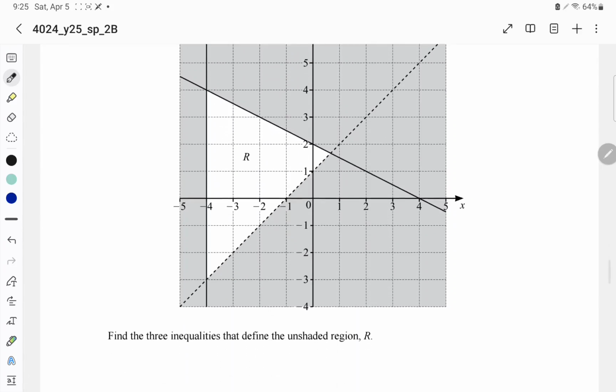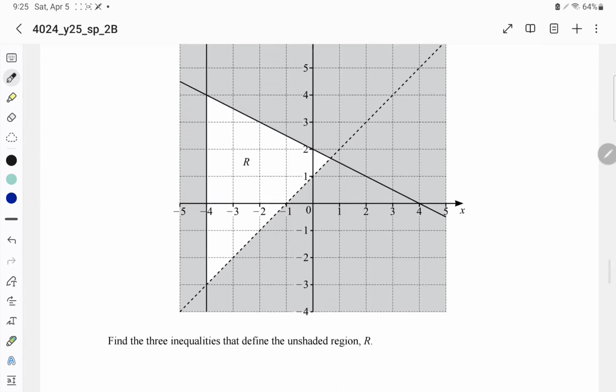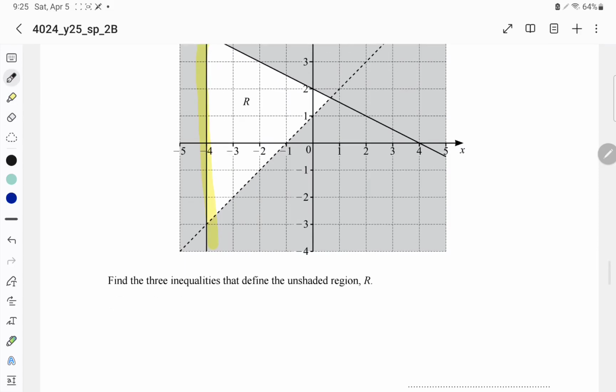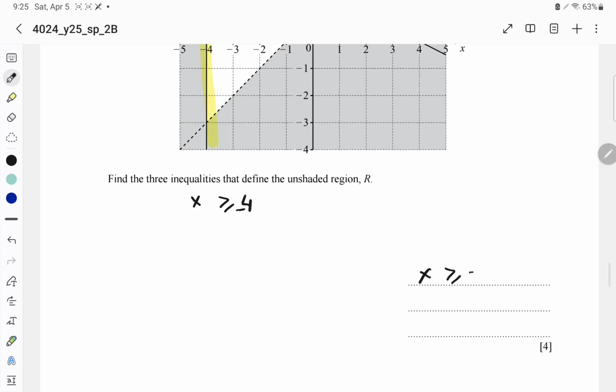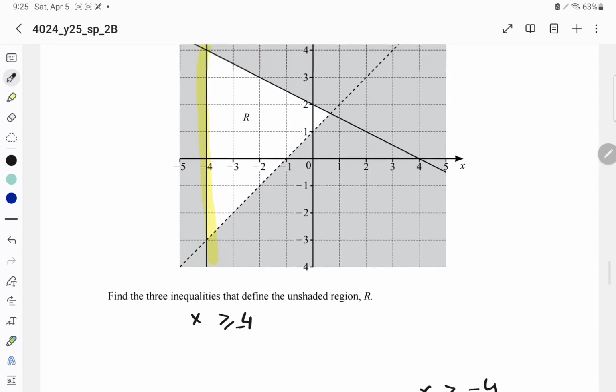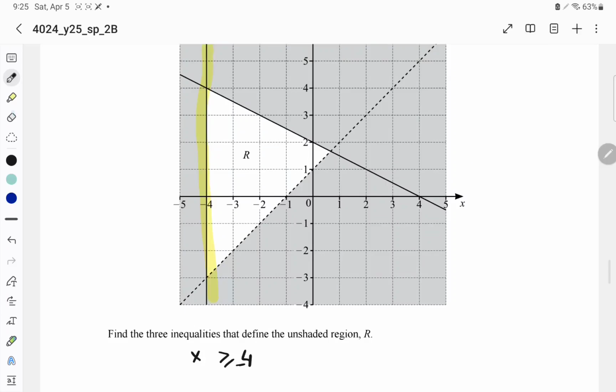You can see it's an inequalities question, graphs of linear inequalities. The 3 inequalities that define the region are. So we have one of the lines, which is the vertical line passing through minus 4, and the region is towards the right side. So x is greater than or equal to minus 4. So one of the lines is x is greater than or equal to minus 4. Come to the another line. Another line is this one.